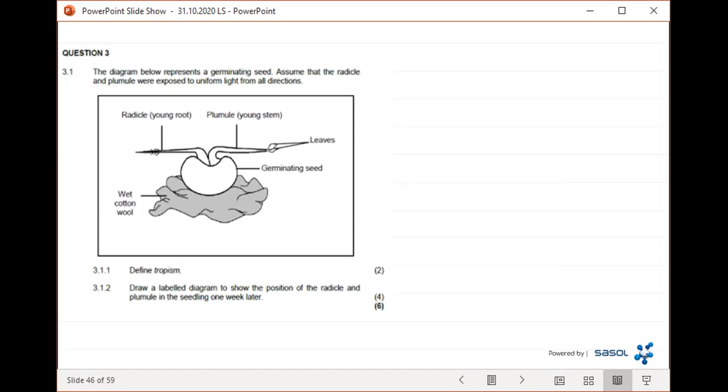So question 3.1.1 says define tropism. Tropism, we know that is growth of a plant in response to a stimulus, or if you said it's slow plant movement or growth towards a stimulus, that would also be correct for your 2 marks. So keywords that we're looking for here are stimulus, as well as growth or movement of a plant. Okay. Then question 3.1.2, draw a labeled diagram to show the position of the radicle and the plumule in the seedling 1 week later. So this is a germinating seed, and we're told that it is exposed to uniform light from all directions. Okay.